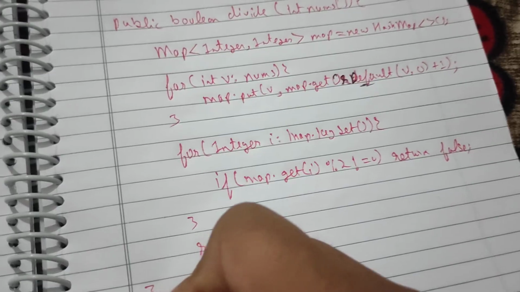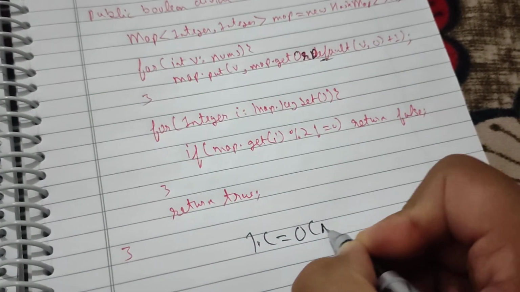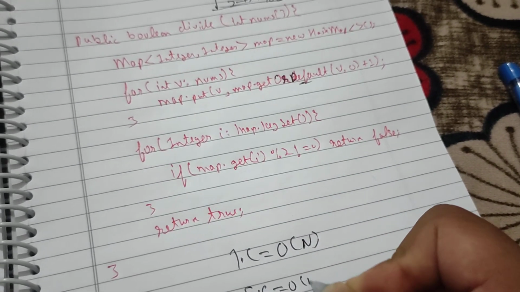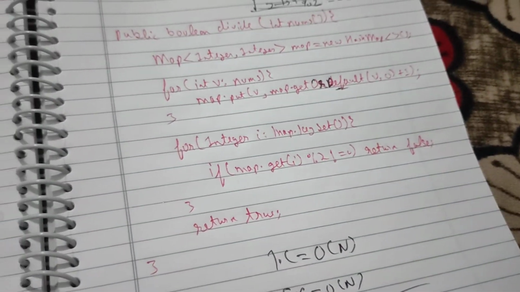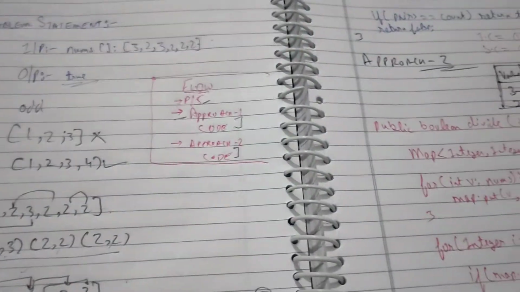I hope, ladies and gentlemen, this thing is very, very clear. Let's talk about our final thing, the time complexity. In this one, we are dealing with big O of n because we are using a hash map. And the space complexity is also big O of n, because we are using extra space over here. So this is how we solved this problem in two ways.